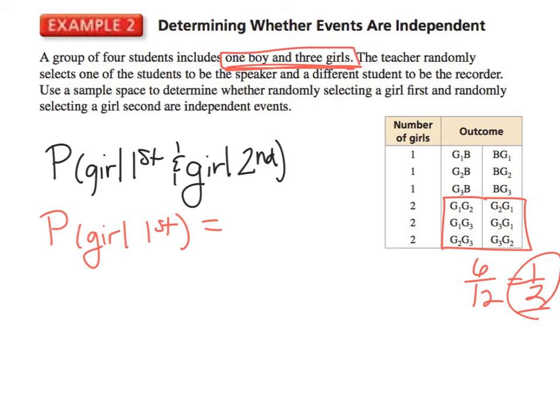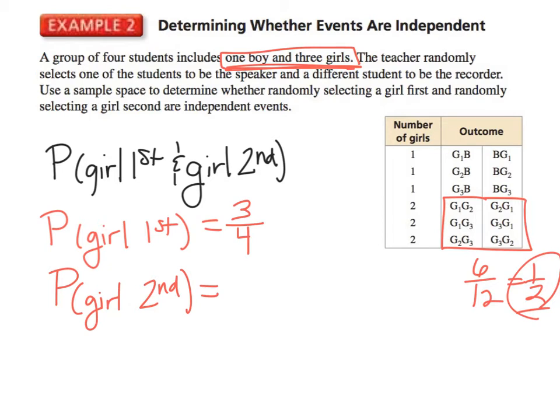How many are girls? 3. So what's the probability that a girl is going to be picked first? 3/4. Now we're looking at this individually. What is the probability of a girl being picked second? Now again, we're just saying separately, completely separately.